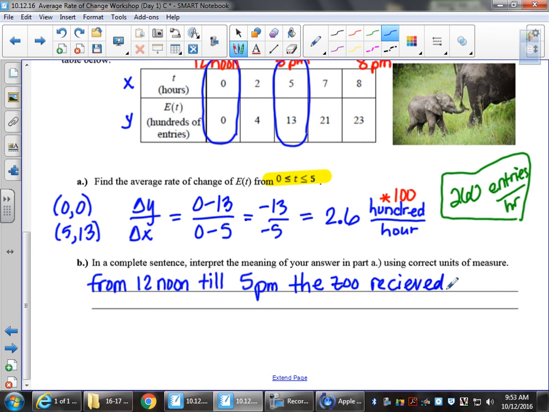Received an average of 260 entries per hour. Good. All right, let's move over to number 10.